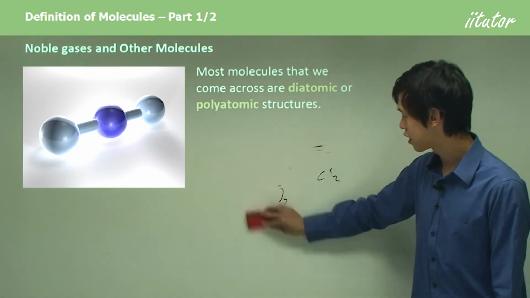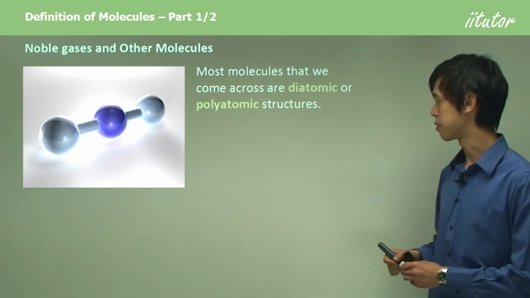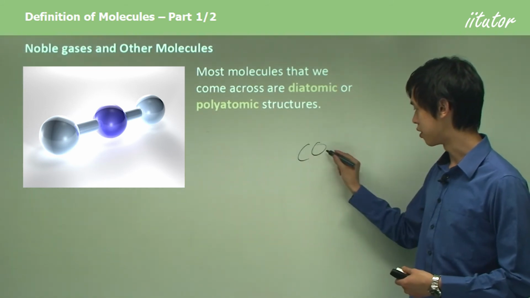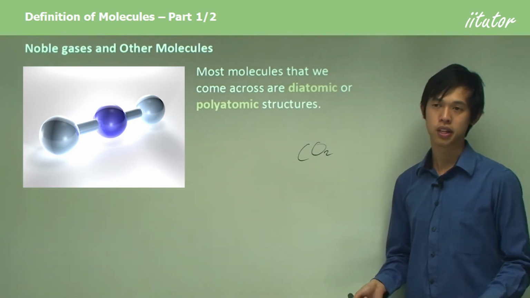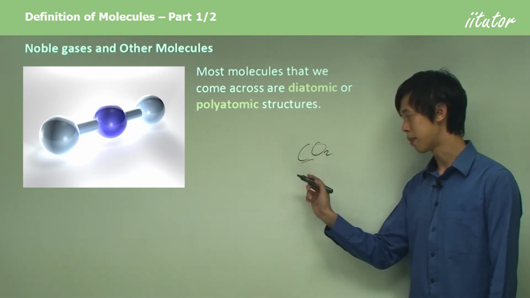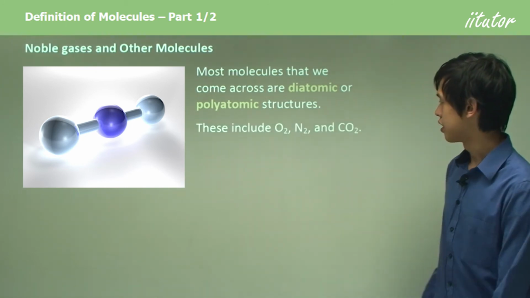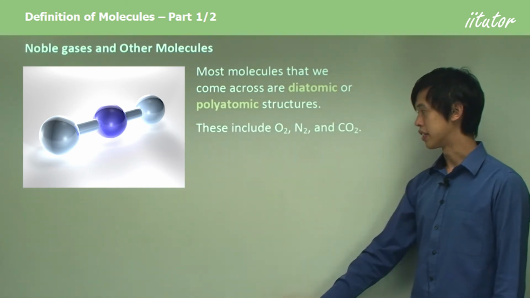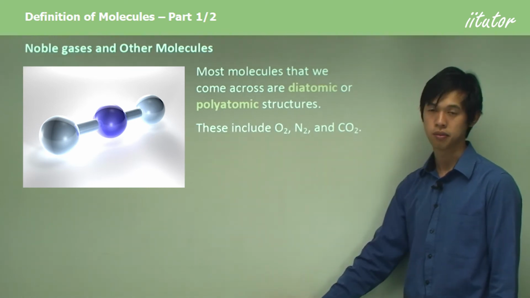Or we could have polyatomic molecules, which obviously have more than two atoms. So one typical one would be CO2. Polyatomic because there's three. You could call it triatomic if you really wanted to, but we'll just say polyatomic for now. So you can see there's one carbon atom and two oxygen atoms. So fairly simple. So obviously these polyatomic and diatomic molecules include O2, N2, and CO2.